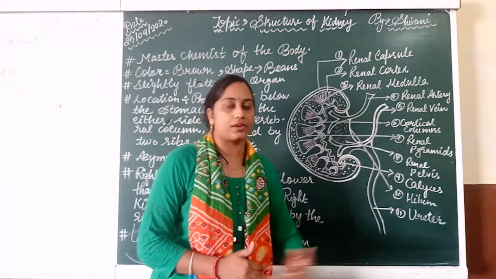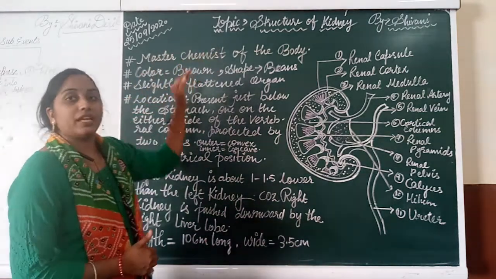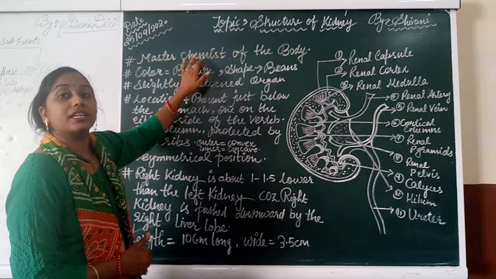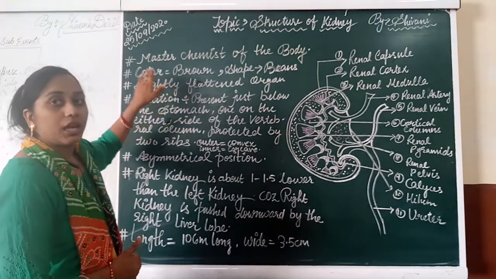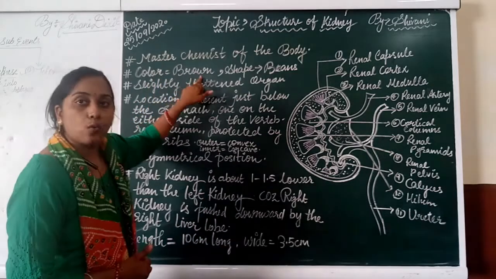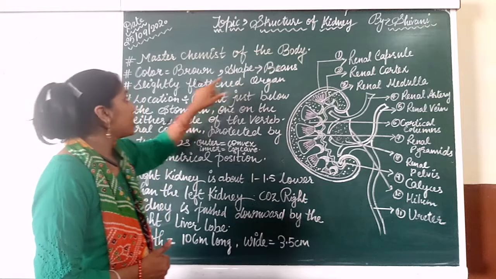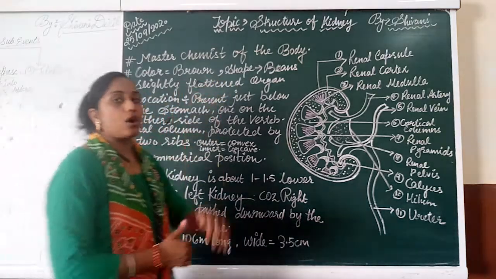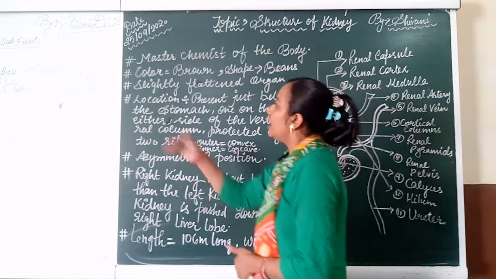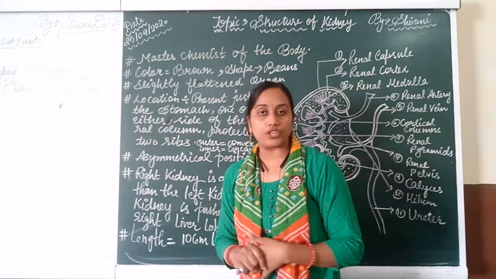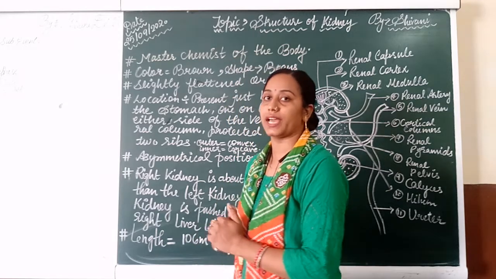So let us start. The first thing we will understand is that the kidney is known as the master chemist of the body. It is brown in color and bean-shaped, a slightly flattened organ. If we talk about the exact location of the kidney, many times in the exams the exact location has been asked.